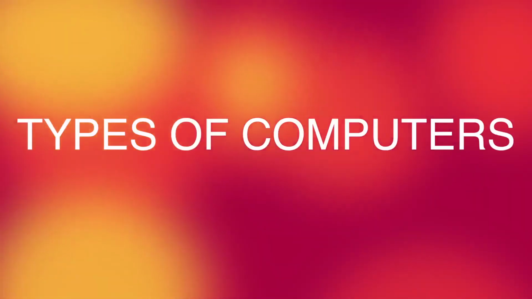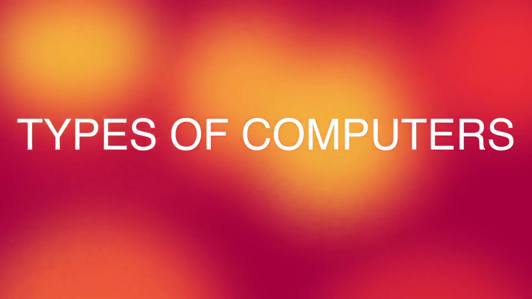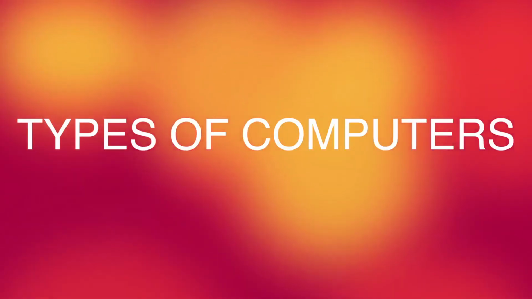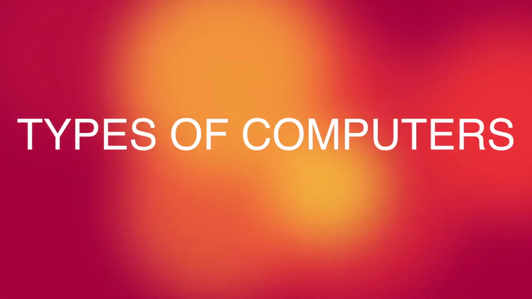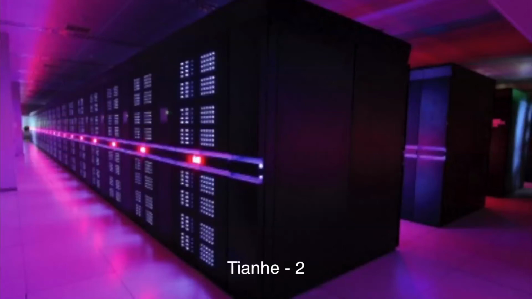Types of computers. There are different types of computers which differ in size, speed, storage capacity and cost. Computers can be classified into the following types. Tianhe-2 is the world's fastest supercomputer according to the Top500 list for June and November 2013.